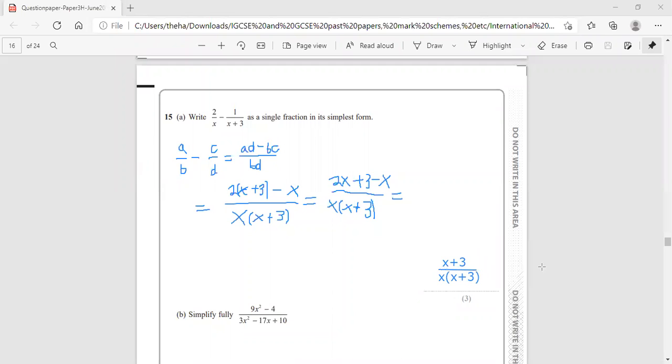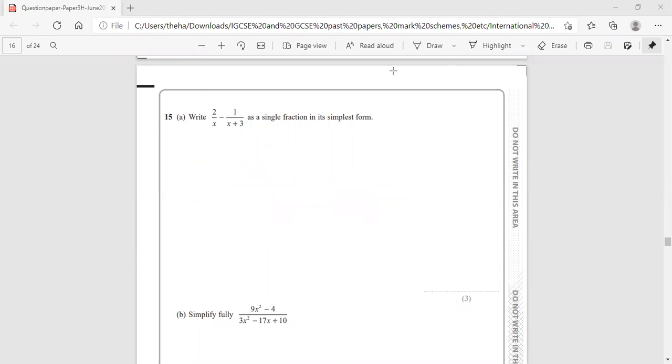So that is our answer, and that's 3 marks. That's not too hard. You just need to know this important rule here, show this step here, and then show this here. Okay, good job if you got that yourself. So let's move on to part B now.